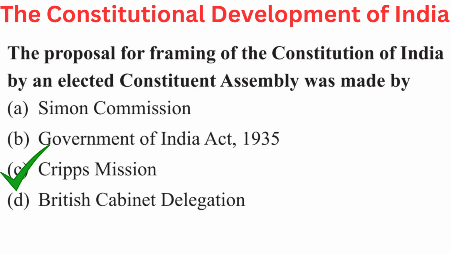Your question is, the proposal for framing of the Constitution of India by an elected Constituent Assembly was made by. Your options are A. Simon Commission, B. Government of India Act 1935, C. Cripps Mission, or D. British Cabinet Delegation. Right answer is C. Cripps Mission.